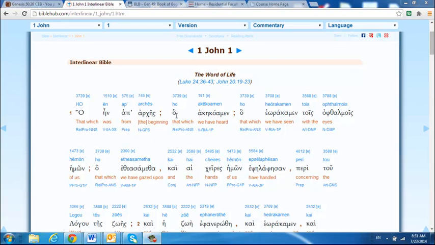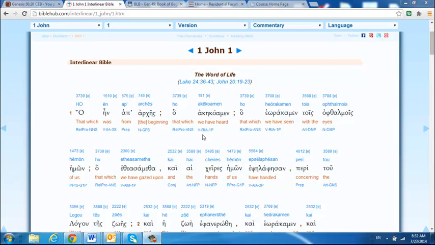Now, next line. Ho akekoamen. What we have heard. Akekoamen, let's look at that very briefly. Ho is another relative pronoun. But this is a verb that the analysis tells me is perfect. The connotation of the perfect tense is usually something that is completed with the results continuing. So what we have heard. We heard it, and it has stayed heard, as it were.